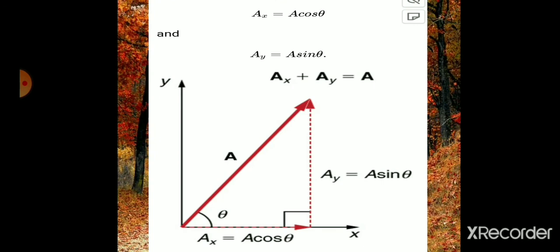Suppose vector A makes an angle theta with the direction of x-axis, then we know from the figure that cos theta is equivalent to modulus of vector ax divided by modulus of vector A, or ax by A. In other words, we can write ax is equivalent to A cos theta. Similarly, from the figure, sin theta is equivalent to ay by A, or we can write ay is equivalent to A sin theta.